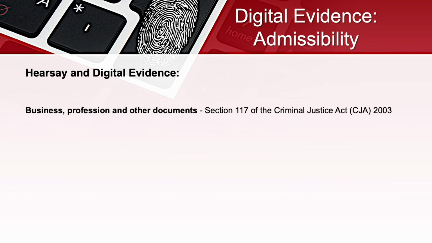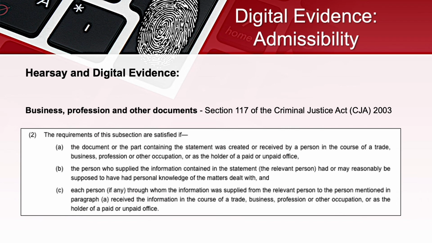In many cases, computer evidence will usually be found admissible by virtue of Section 117 of the Criminal Justice Act 2003, in which the Act contemplates business, profession or trade documents, where a fact in a statement will work its way through a number of people, but are all giving or receiving the statement in the course of business, whether paid or unpaid. A statement contained in such a document is admissible as evidence of any matter stated, provided that such oral evidence would have been admissible and that the requirement of Section 117(2) is satisfied.